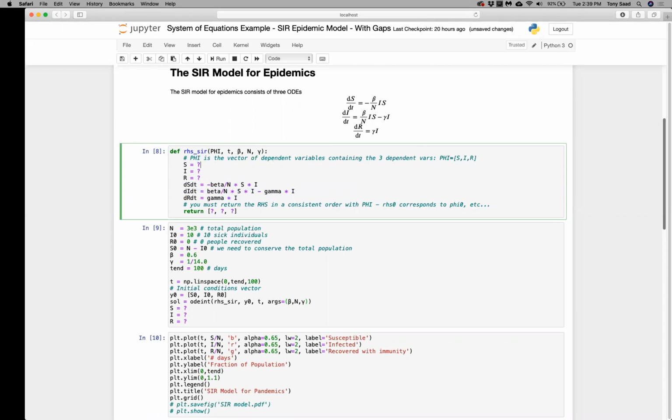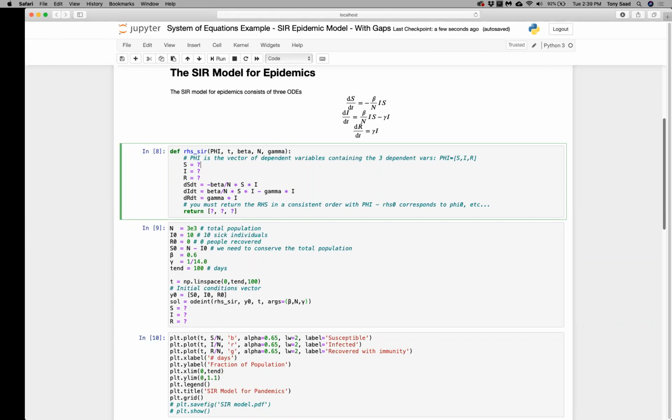Quick question though. In your right-hand side lines, you have beta and gamma written out as words instead of as Greek letters. Good catch, Eric, thank you. So beta, gamma, okay? You happy now? Yes. Thank you for catching that.